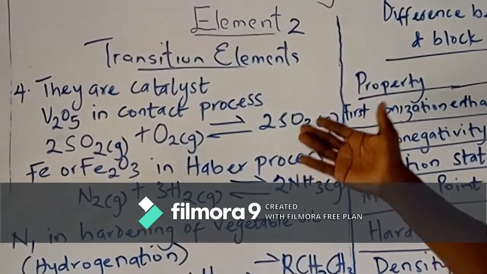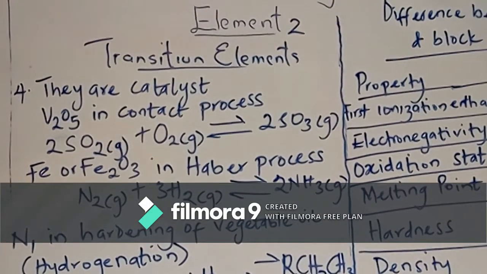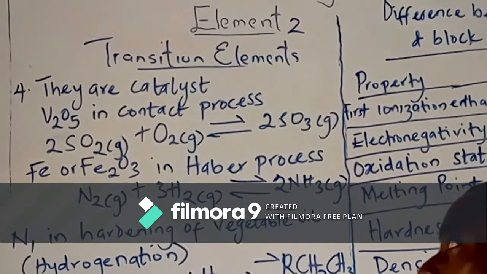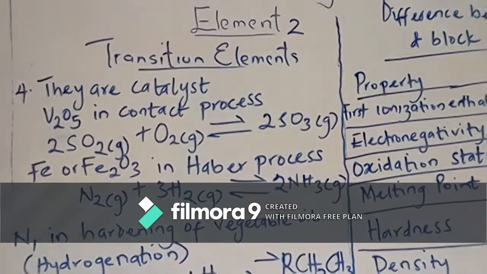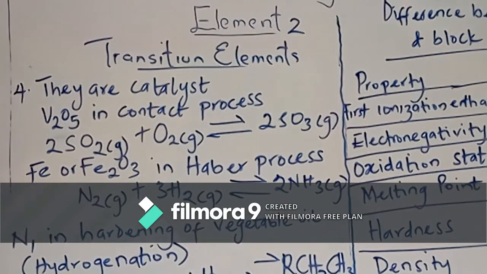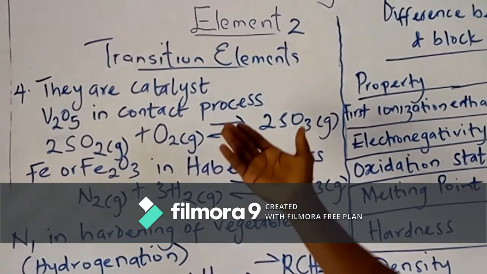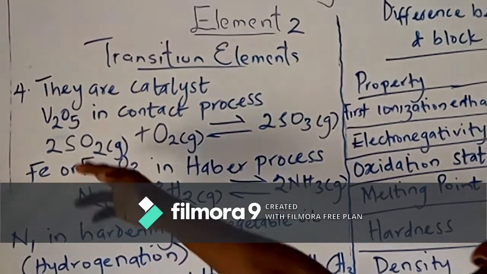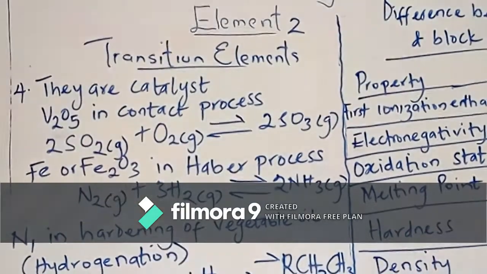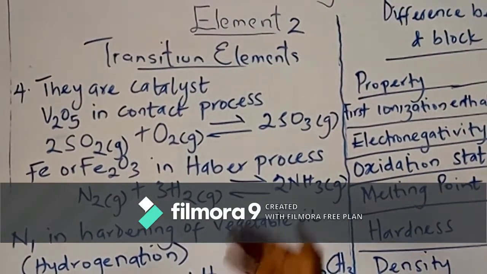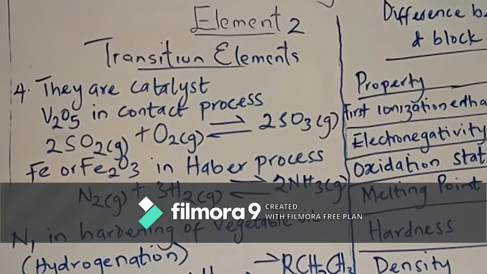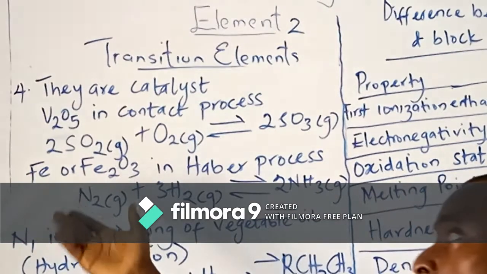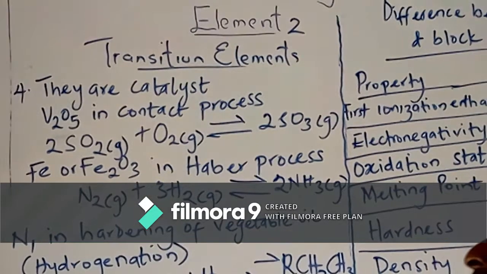Okay, number 4. Properties of transition elements or transition metals. They are usually used as catalysts. For example, in the contact process, the production of tetraoxosulphate(VI) acid, vanadium 5 oxide is used. Also in the industrial process of producing ammonia, iron is used. And most times you could also use iron 3 oxide.